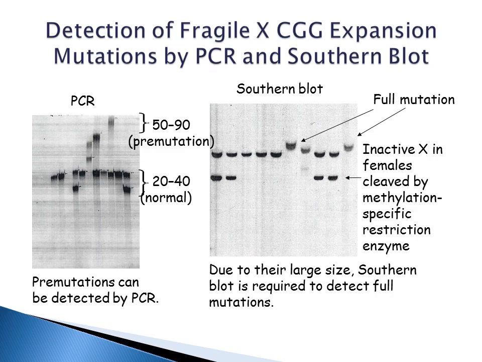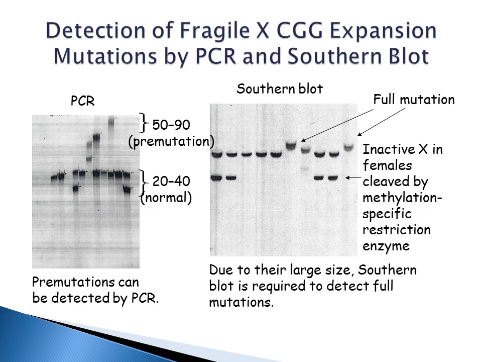You can do either PCR or Southern blotting to detect the CGG expansion mutations. PCR is used to detect pre-mutations because there's a smaller number of repeats. However, to detect full mutation, that over 2,000 repeats, you need a Southern blot because that's going to be a very large fragment. In PCR, if you get larger products, it indicates that in that gene you have numerous repeats.